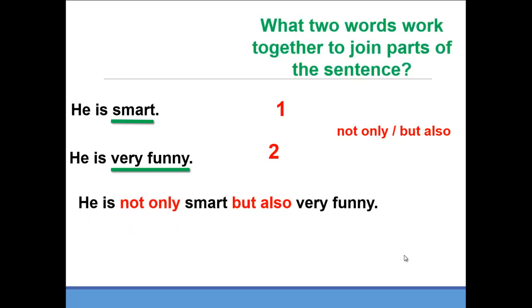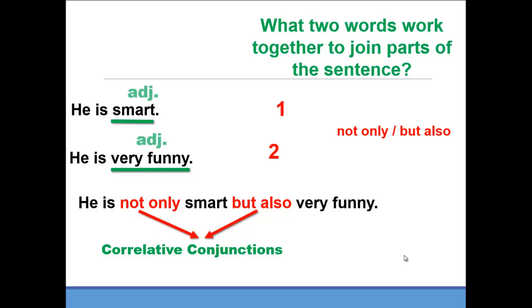What two words work together to join parts of the sentence? The words not only but also. So they are correlative conjunctions. Why? Because they work together, they come together to join parts of the sentence. My next question is, what kind of words do the two conjunctions join? Let's get back to the example. He is smart. So smart, what kind of word is it? It is an adjective. Very funny, it is also an adjective. So the conjunctions join the adjectives of the sentence.